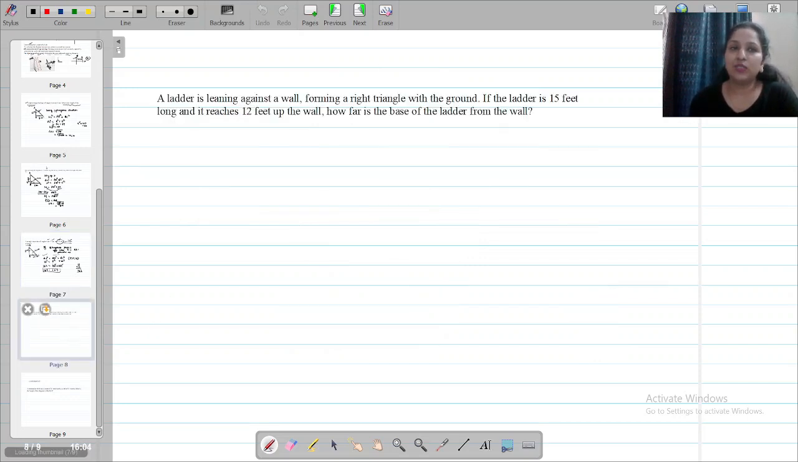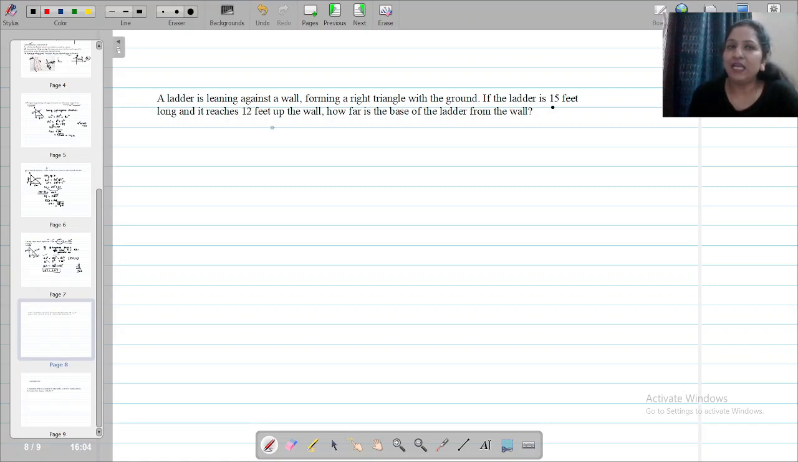Moving to the next question. A ladder is leaning against a wall. The ladder question is very important. Every year, at least one question on the Pythagoras property is framed in the paper. So it is very necessary to understand the application. A ladder is leaned against a wall, forming a right angle triangle with the ground. I showed you the picture already.